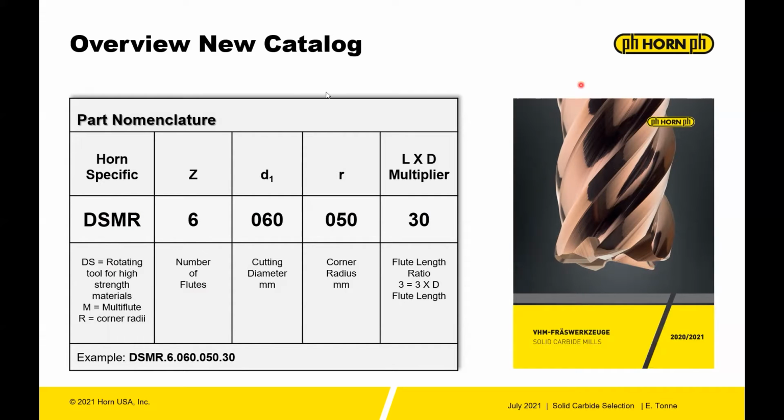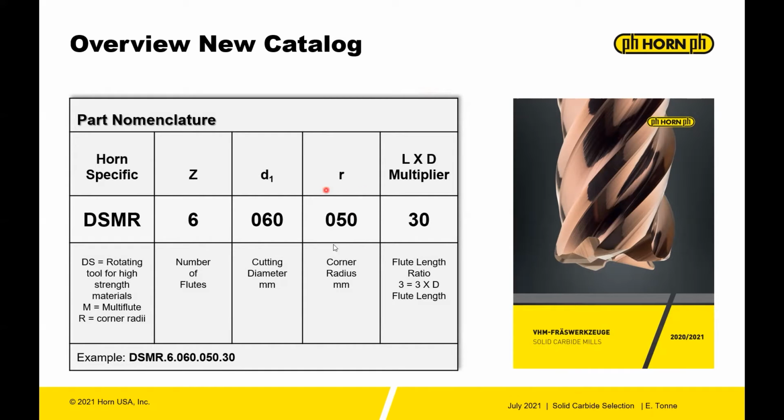And just to note, all of the Horn solid carbide tools are a metric line, both the DP as well as the DS and the DC and the DG. These are all metric lines. But as always, we make a lot of specials. So that's a discussion you can have with your Horn application and sales engineer or manufacturing rep on quantities, if it makes sense to have an inch tool.